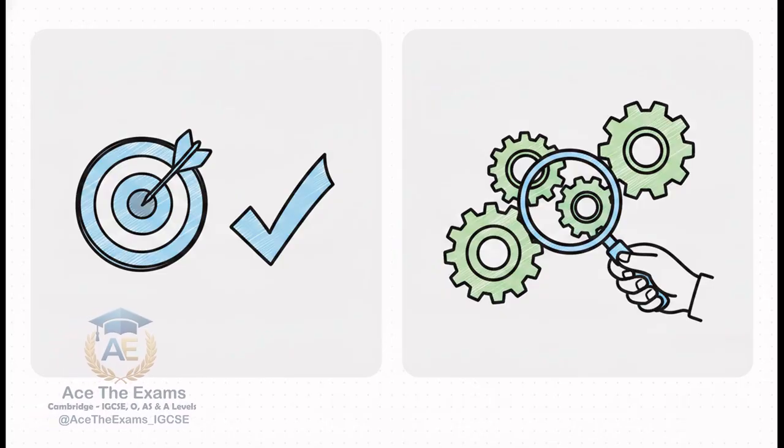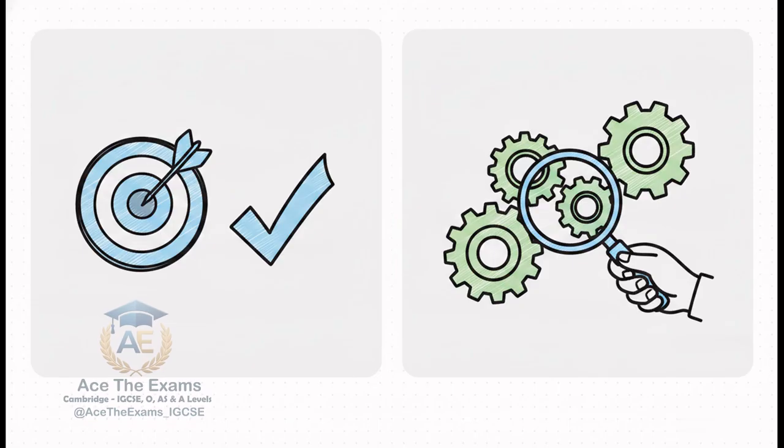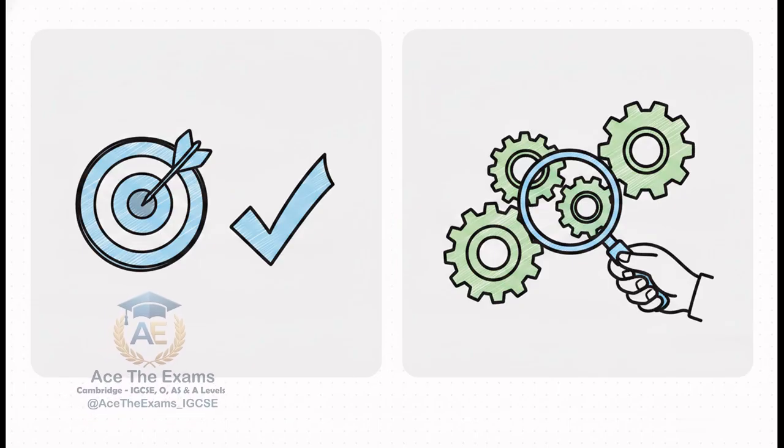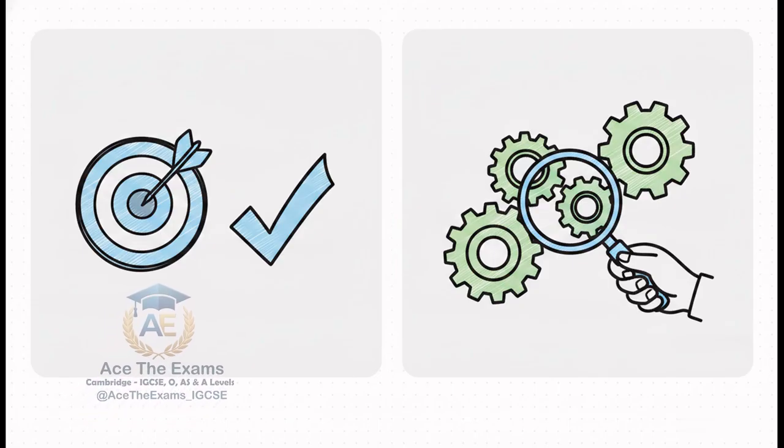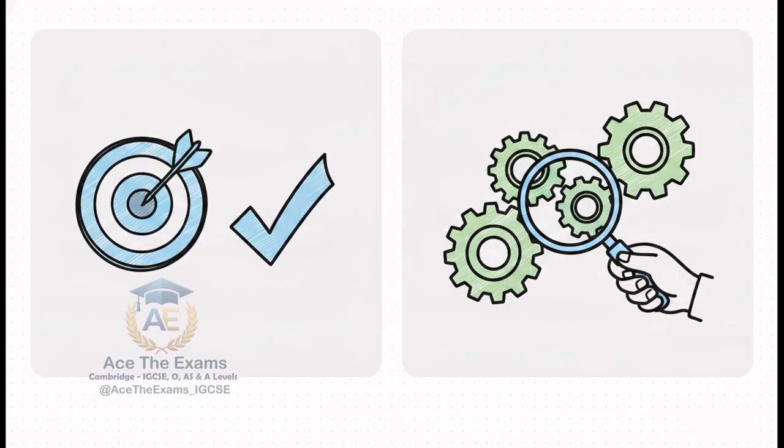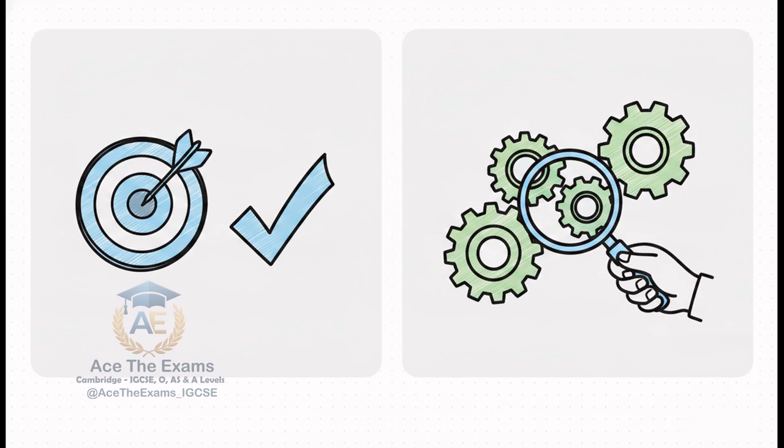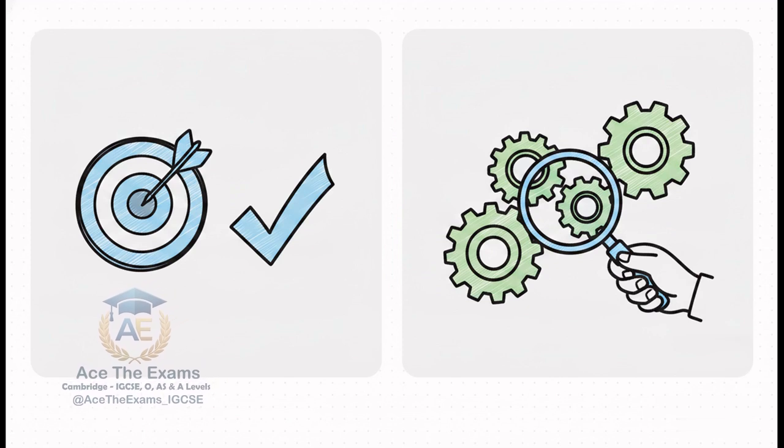But explain? Oh, this is the heavy hitter. It means you must set out the reasons. You must provide the why or the how using hard scientific evidence. To conquer an explain question, top students use the PEEL framework. PEEL: point, evidence, explanation, link.